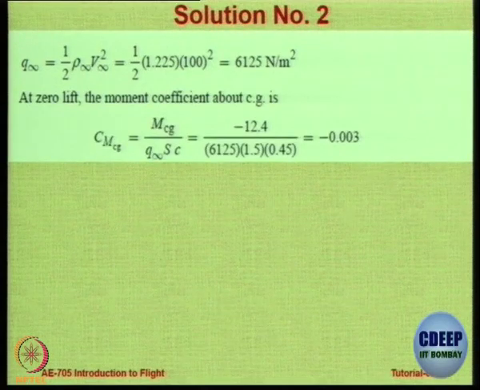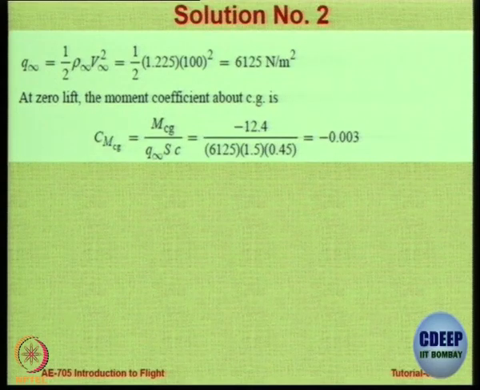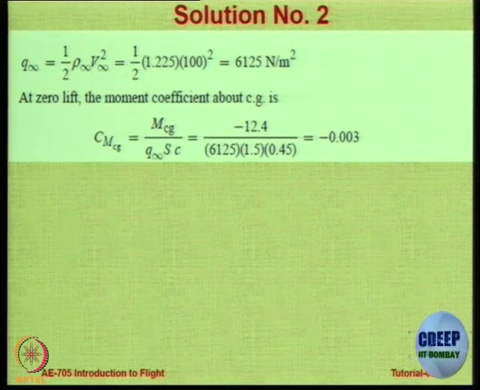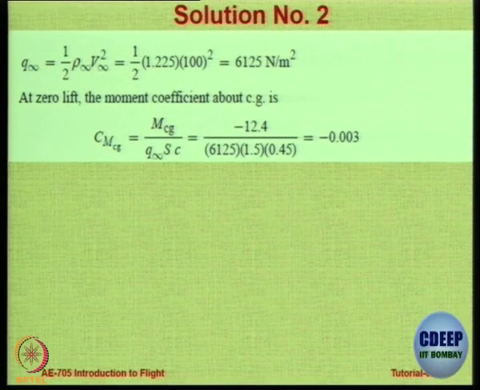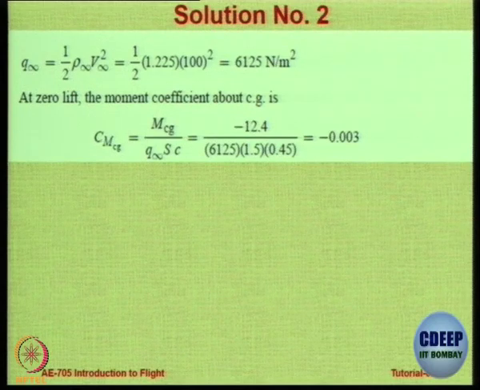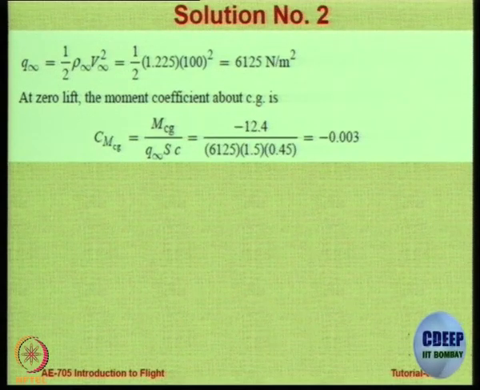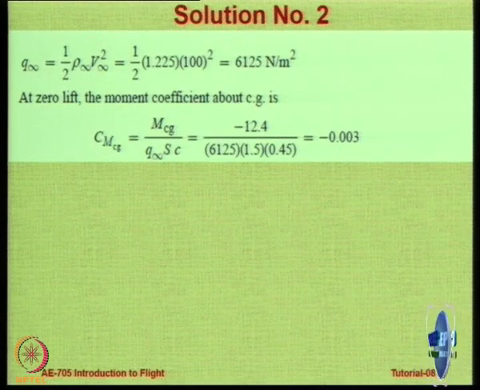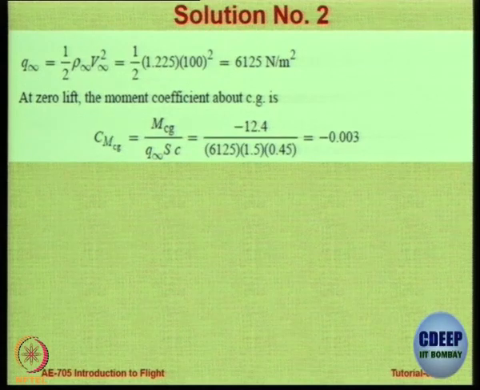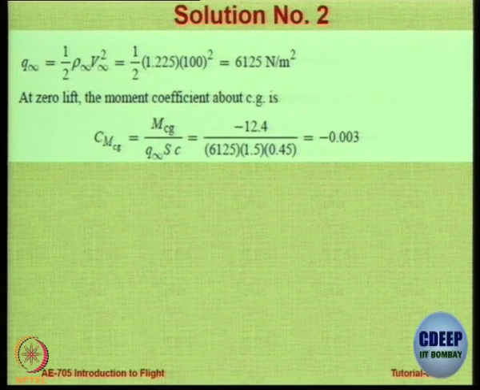Now, when you have zero lift, at that time CmCg will be equal to L, which is 0 into xAc plus mCg. So, mCg upon Q infinity Sc. So, Q infinity is known, S is known, c is known. So, you can get the moment coefficient about center of gravity at zero lift, which is minus 0.003. Okay.